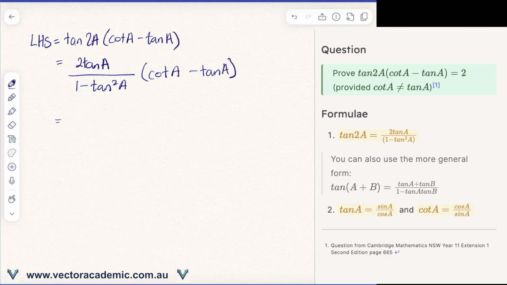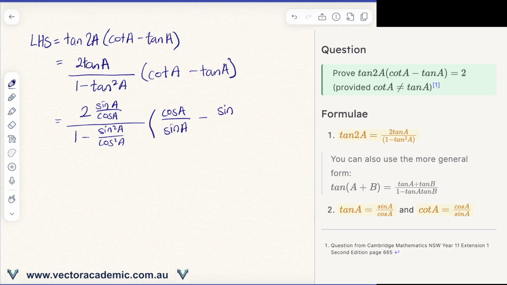So we have 2 sine A over cos A, over 1 minus sine squared A over cos squared A. Here we have cos A over sine A minus sine A over cos A. Now, I've got lots of fractions within fractions, which we don't want, so let's go through getting rid of them.